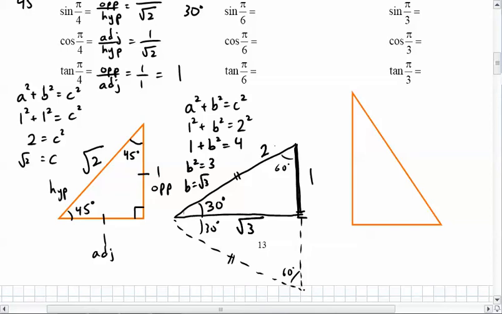And this is what I like to call my 1, 2, 3 triangle. 1 is the shortest side. 2 is the hypotenuse. And 3 is the longest of the 2 legs.